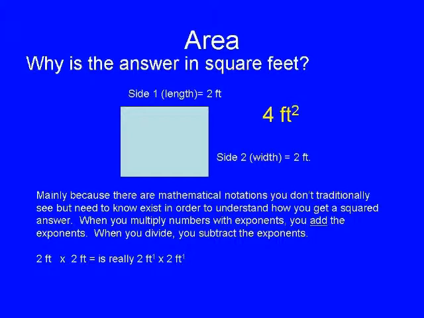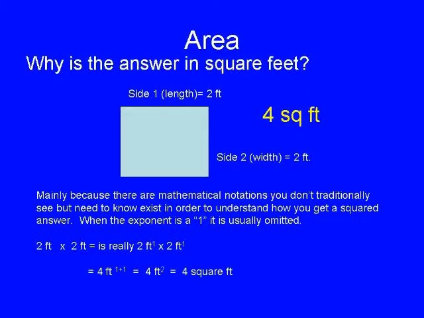Well, that's mainly because there are mathematical notations you don't traditionally see, but need to know exist in order to understand how you get a squared answer. When you multiply numbers with exponents, you add the exponents. When you divide, you subtract the exponents. So in the example, 2 feet times 2 feet is really 2 feet to the first power times 2 feet to the first power. You add the exponents 1 plus 1 together and it gives us 4 feet squared. Or you could say 4 square feet.